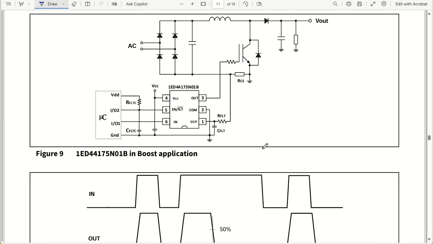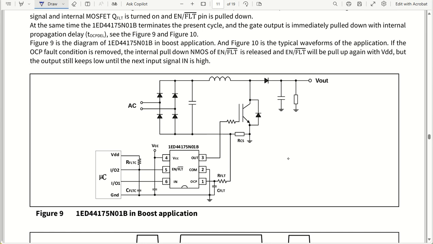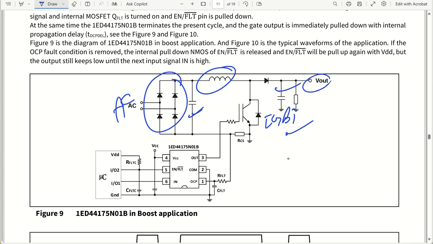Let us say this is the simple board application that we can see here. As I already told you, it has AC input, and this is shown after the bridge rectifier. This is my bulk capacitor at the input, this is the inductor, and this is my IGBT which is going to be driven to give you the rectified output at the output voltage. This is how it is going to work. This is also called a rectifier diode.